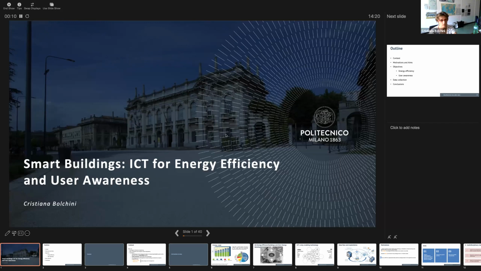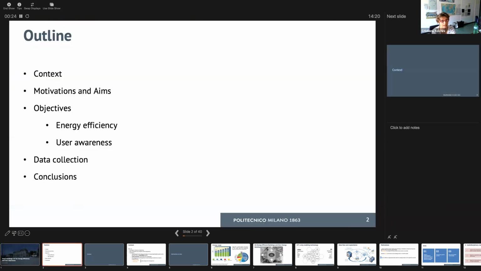And today I would like to talk about smart buildings and what ICT can do for energy efficiency and user awareness. Just an outline of the presentation. I would like to introduce some context to give you an idea of why I'm talking about these topics today, some motivation and aims behind the work that we carried out.